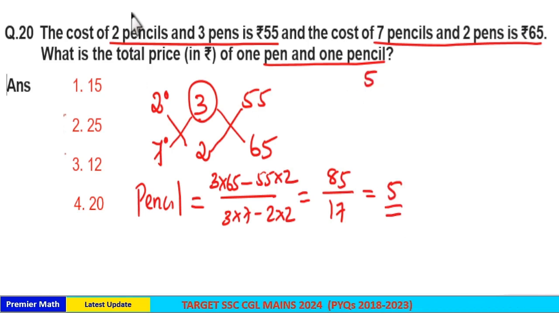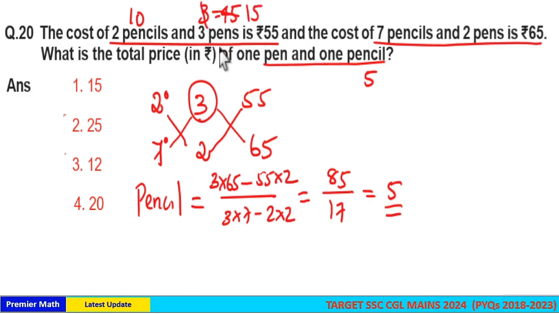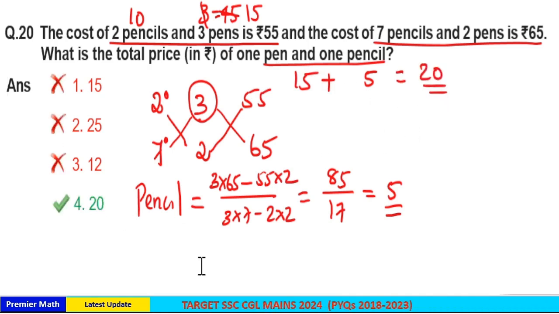Then the value of 2 pencils is 2 into 5, 10 rupees. 55 minus 10, 45 rupees is the value of 3 pens. 3 goes 15 times in 45. So the value of 1 pen is equal to 15 rupees. Then the value of 1 pen and 1 pencil is equal to 20 rupees. Option 4 is your answer.